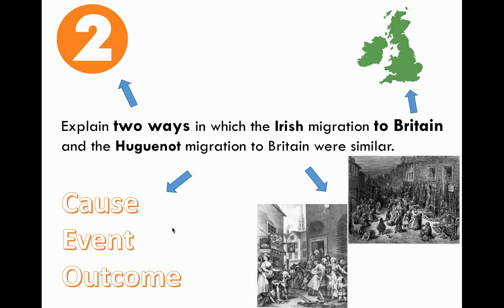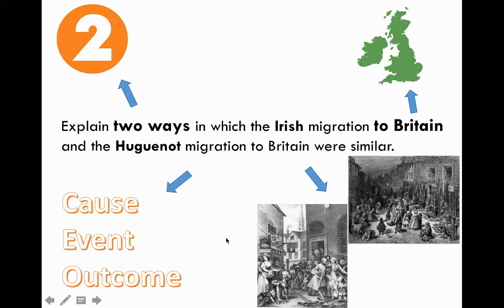If I was to break this down a little bit and think about this question itself, well, I'll start with causes. Why did the Huguenots move? Well, that was mainly because of religious persecution, because they were Protestant. Yet the Irish, no, that was more economic reasons, because they left because of the potato blight and poverty. So actually, not really that similar. So I'm not going to use causes.